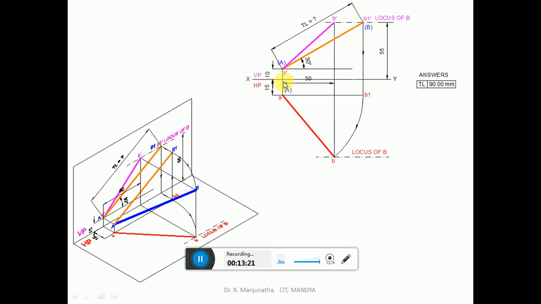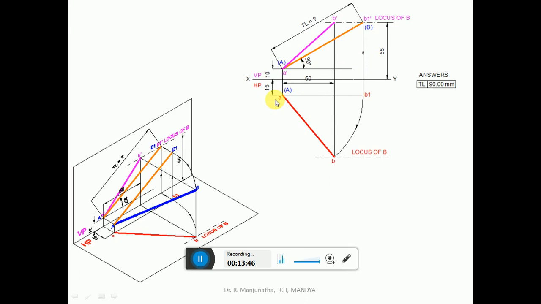And we know the distance between the end projectors here, which is cutting the locus of B here. So naturally we are going to get this line. But now we don't have the locus here, but we have the front view true length. So you make this line. Since it is to be the front view true length, the top view should be parallel. So A is in front of VP by 15 mm and B1 should also be in front of VP by 15 mm. So this is going to become the top view.